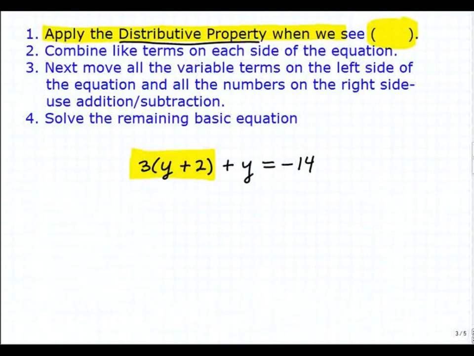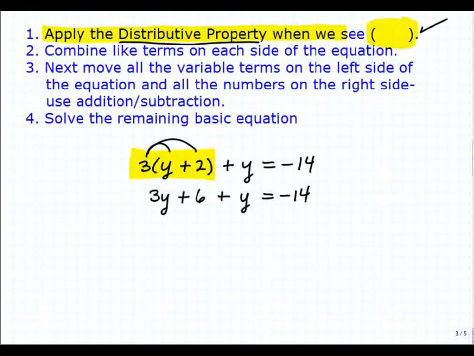If you're doing these problems and you see that you're getting them wrong because of the distributive property, obviously that's an area you want to go back and review. So the first thing I'm going to do is apply the distributive property. I have 3 times y plus 2 plus y equals negative 14. So that's going to be 3 times y, this is the distributive property, plus 3 times 2, which is 6, plus y equals negative 14. Notice how I rewrote the equation right underneath it, but this time I used the distributive property to rewrite it. So that's step 1.